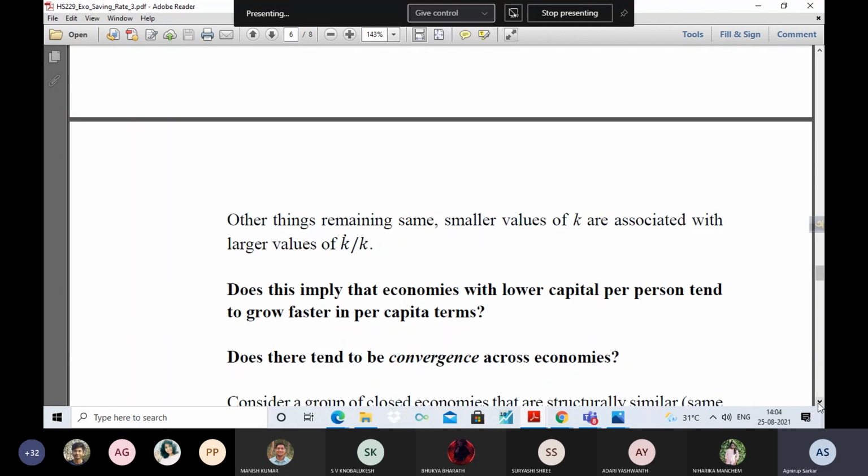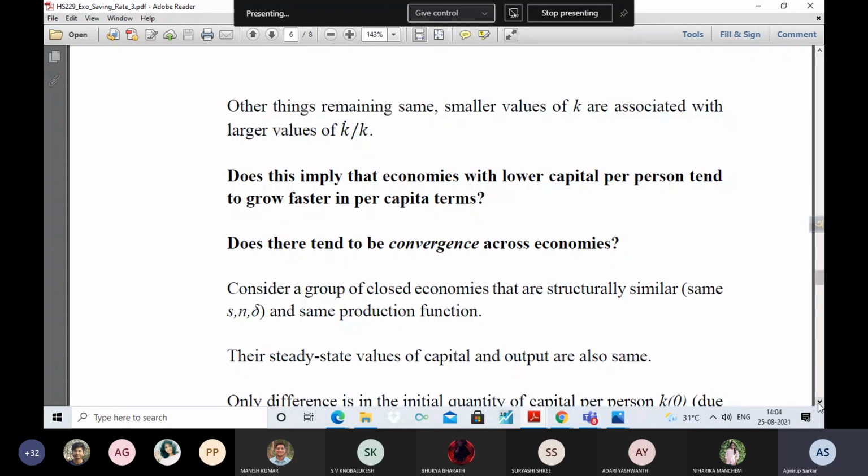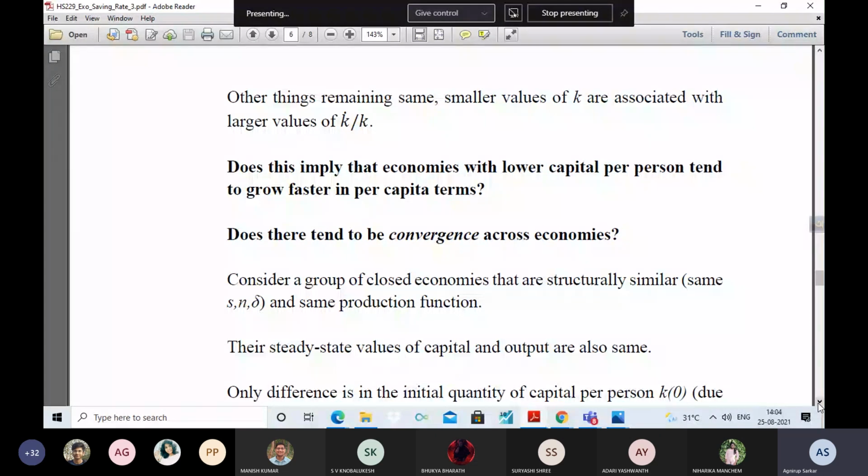So basically what this means is, other things equal, smaller values of k are associated with larger values of k dot by k. So when you start from a small value of capital per labor or capital per worker, then definitely your growth of capital per worker, which is captured by k dot by k, is going to be higher, right? So this is the underlying idea.